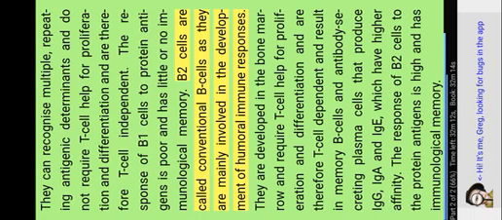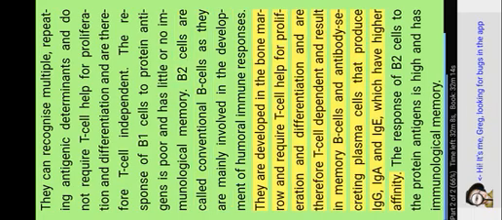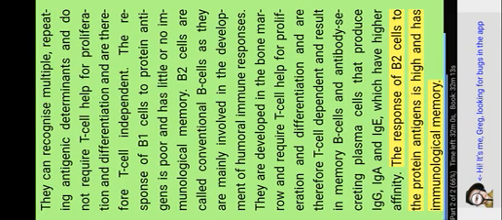B2 cells are called conventional B cells as they are mainly involved in the development of humoral immune responses. They develop in the bone marrow and require T cell help for proliferation and differentiation, and are therefore T cell dependent, and result in memory B cells and antibody-secreting plasma cells that produce IgG, which have higher affinity. The response of B2 cells to protein antigens is high and has immunological memory.